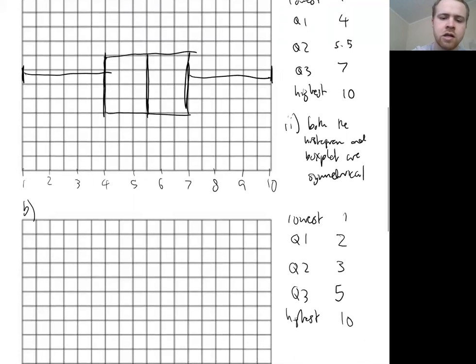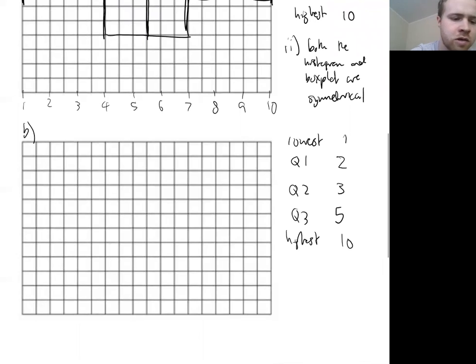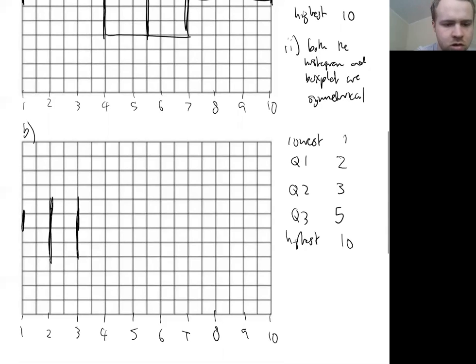Okay. So let's draw out our box plot. So again, our scale, we're going to split up the numbers 2 grids apart, just like the one above. 8, 9, 10. And then the lowest is going to be 1. Q1 is going to be 2. Okay, Q2, sorry, is 3. And Q3 is 5. And then the highest is up here. So let's close our box, add our whiskers, and what do you know?